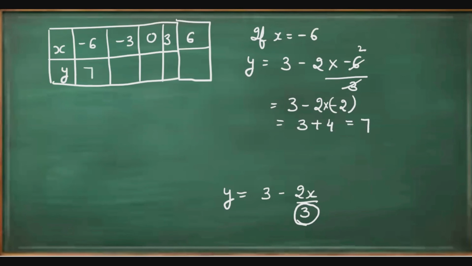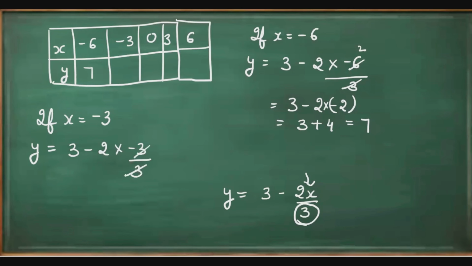Then we'll find out the value if x is equals to negative 3. Y is equals to, in place of x here, we'll put negative 3. So we'll get minus 2 into negative 3 over 3. We can simplify it. We'll get here 3 minus 2 into negative 1, which is equals to 3 plus 2, which is equals to 5. We'll write on here. Now, if you will calculate the other values of y, you will be getting 3, 1 and negative 1.